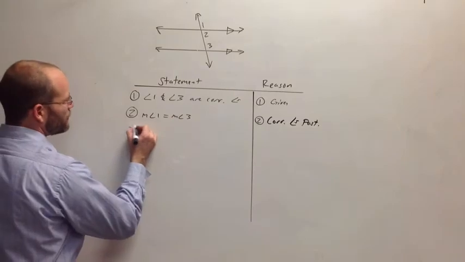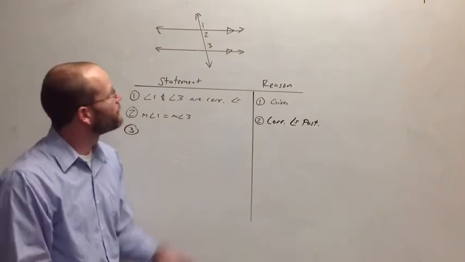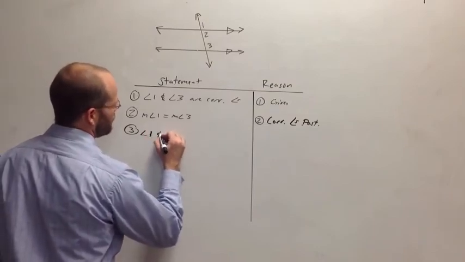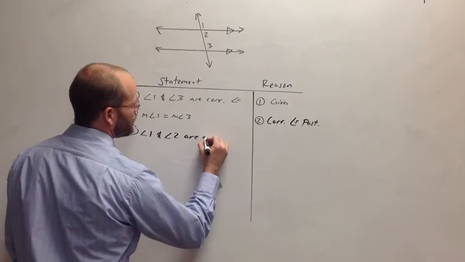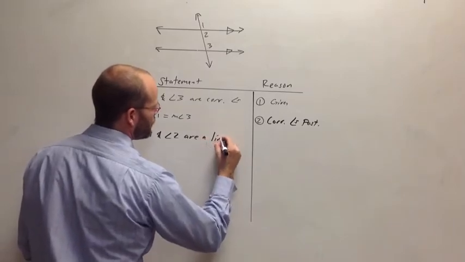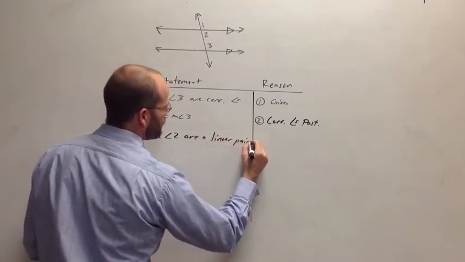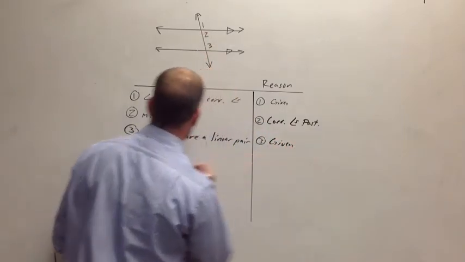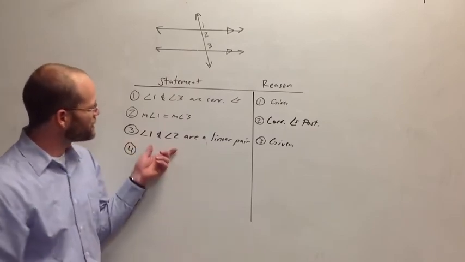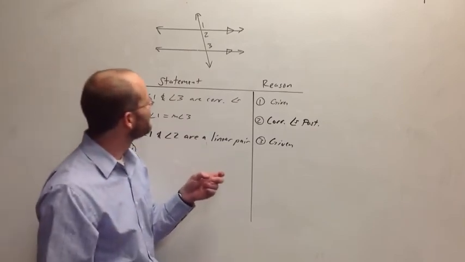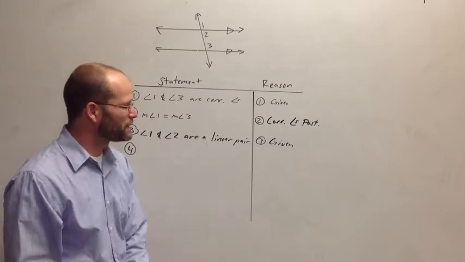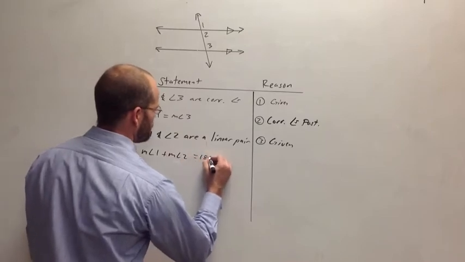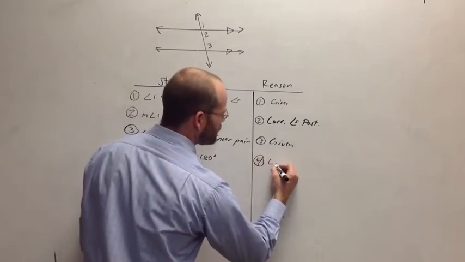The next thing I'll note is that angle 1 and angle 2 form a linear pair. That's also given in the diagram. The algebraic relationship then between angle 1 and angle 2 is such that the measure of angle 1 plus the measure of angle 2 is equal to 180 degrees. That's the linear pair postulate.